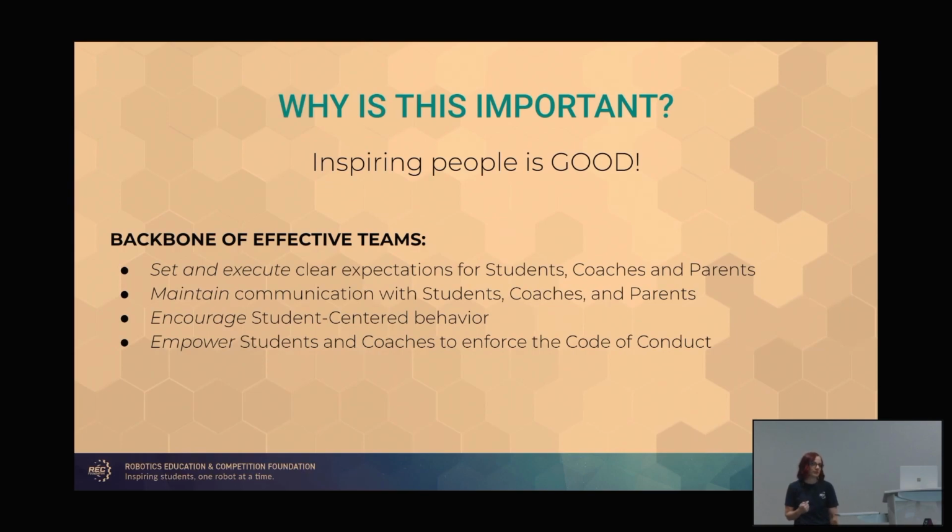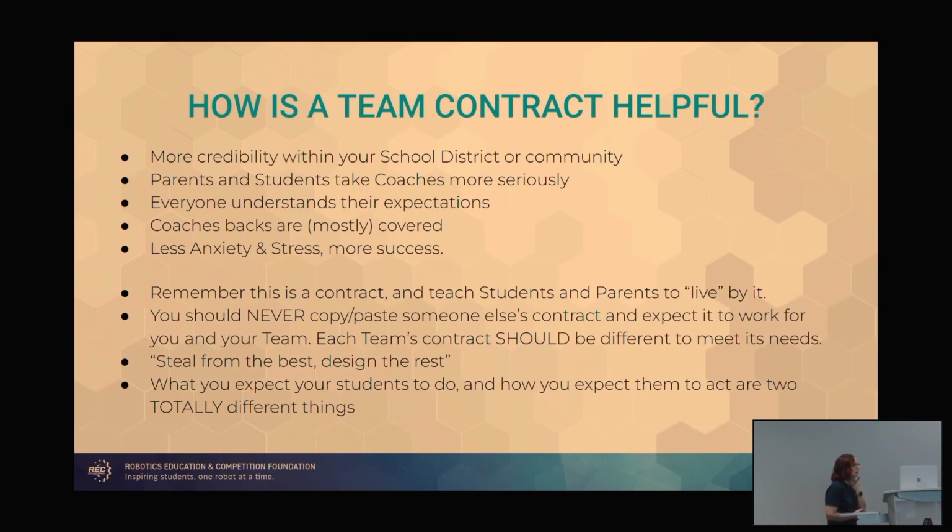I know me as a coach, when I've run across issues with parents not wanting to follow the rules or being overly involved with their students, there's not a way to stop that unless you have them sign a contract saying that they understand their expectations. So how can this be helpful? My school, when I came to them and said, hey, I'm developing this team contract, I'm gonna have all of my students, my parents, everybody sign this, they were ecstatic because not only was I protecting me, I was protecting them as well. This allowed them to take me more seriously as a coach and in our organization kind of take our whole idea of running a robotics team a lot more seriously.